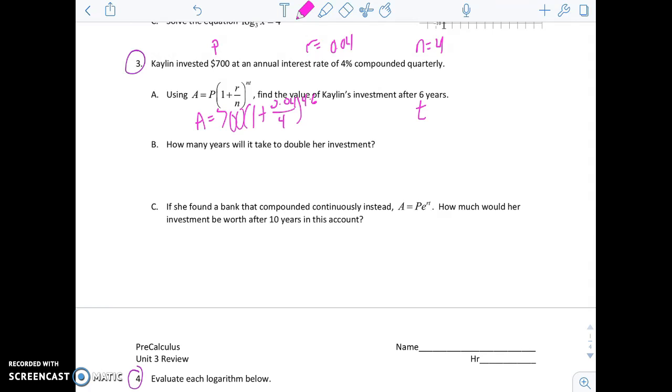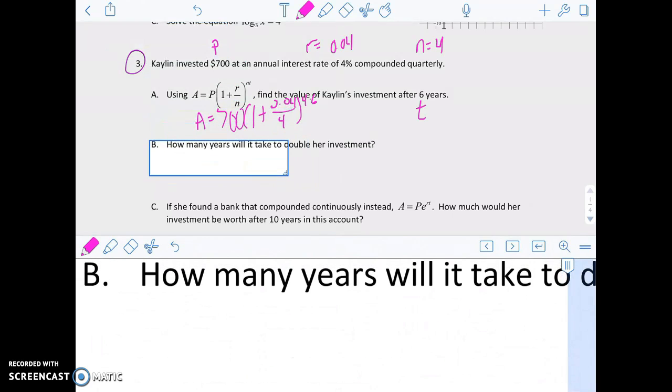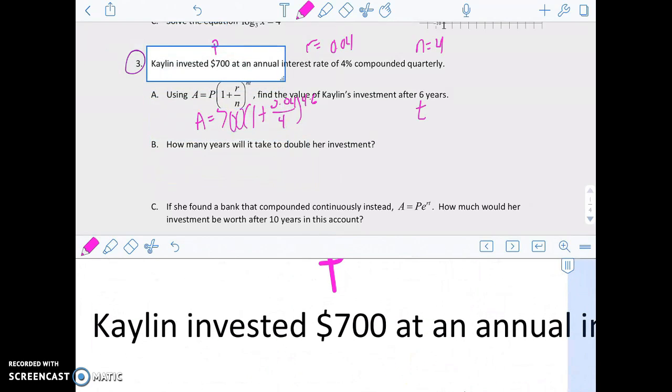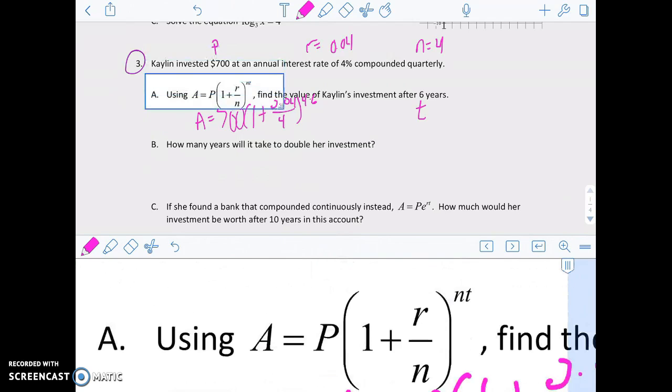For part B, it asks us how many years will it take to double her investment. So we want to figure out how much it takes to get double that $700 she started with. Right, so double of 700 is $1,400, right? So we know that the whole thing has to be worth $1,400.